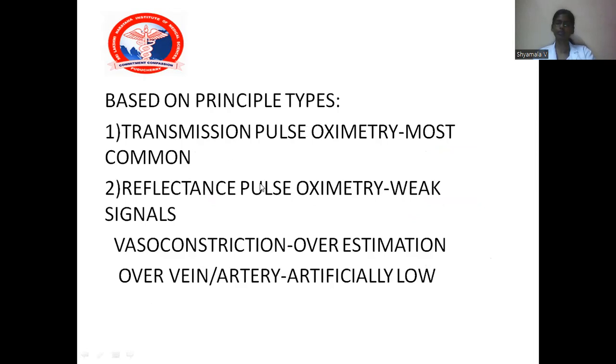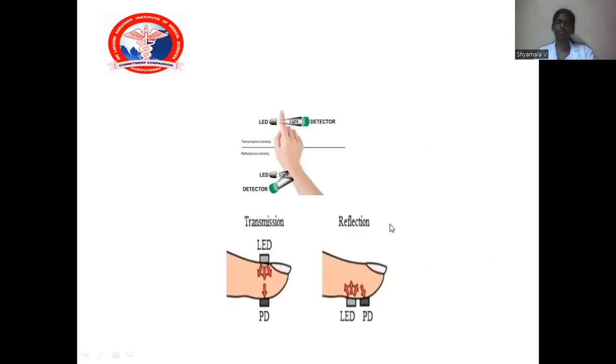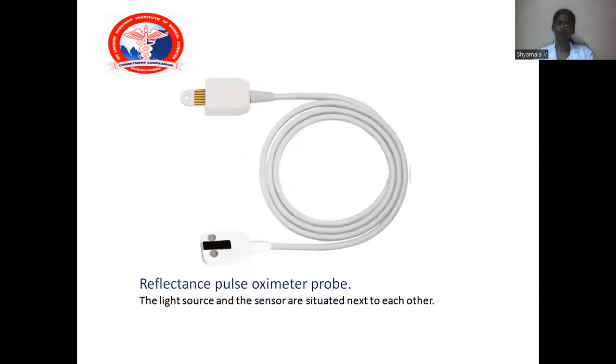As I said before, there are two main types of pulse oximeters used: transmission pulse oximetry, which is most commonly used, and reflectance pulse oximetry. This is the transmission type of pulse oximetry, in which the light emitting diode is present on one side and the photodetector is on the opposite side, and it depends upon the light transmitted through the vascular blood. Whereas in the reflection type, the light emitting diodes and photodetectors are present on the same side adjacent to each other, and it relies on the light scattered back from the substance.